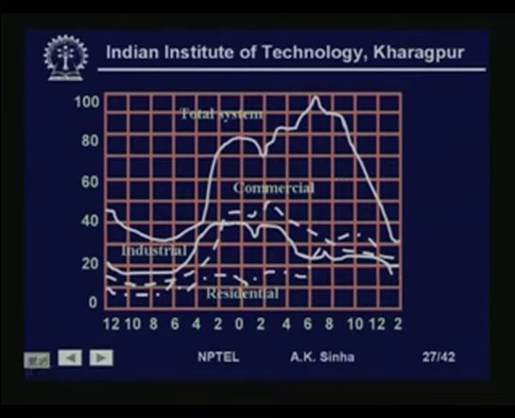So, whenever load increases, there is a reduction in frequency. Whenever the load decreases, there is an increase in frequency, and the job of power system operation and control is to try to maintain this frequency as constant as possible, which is done by means of various types of control devices.